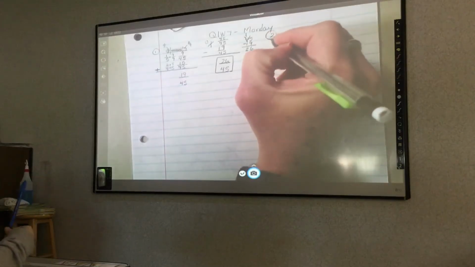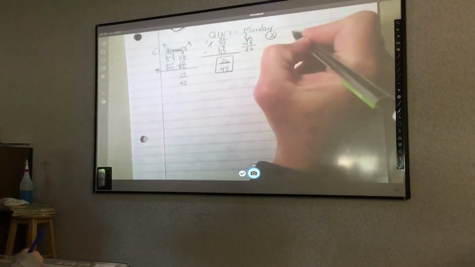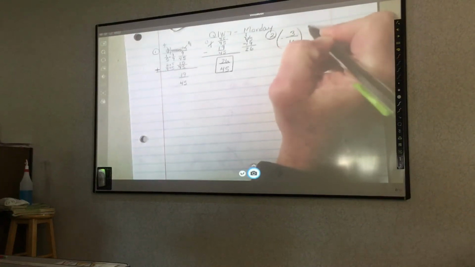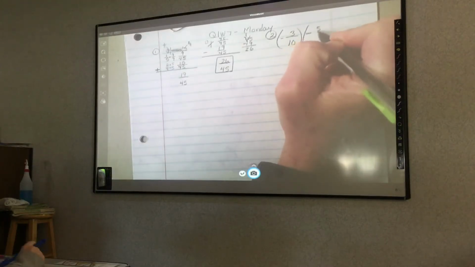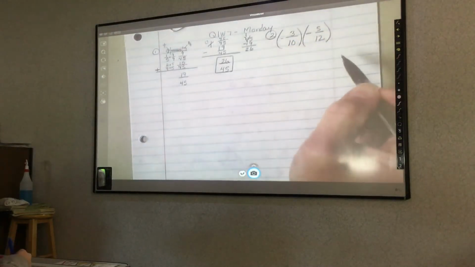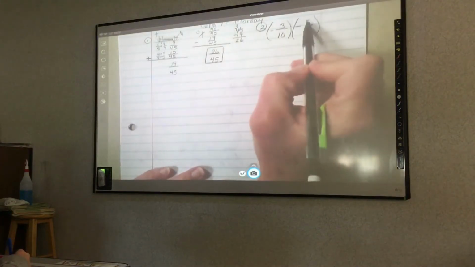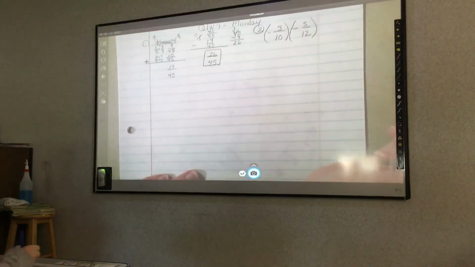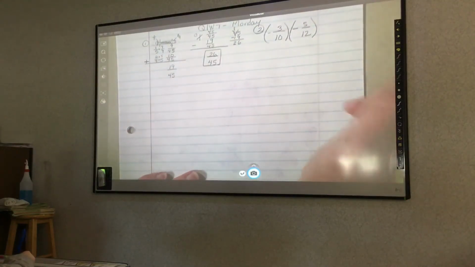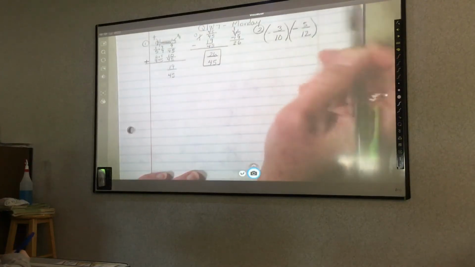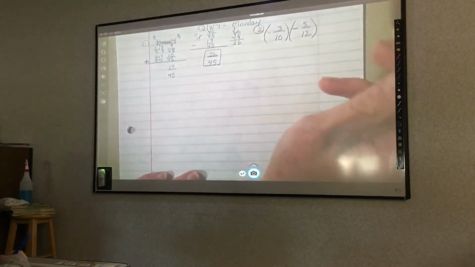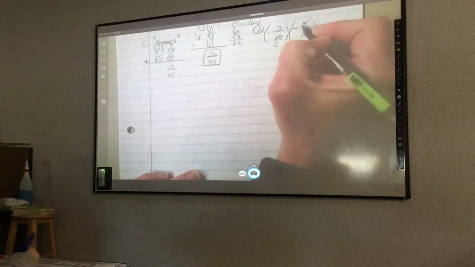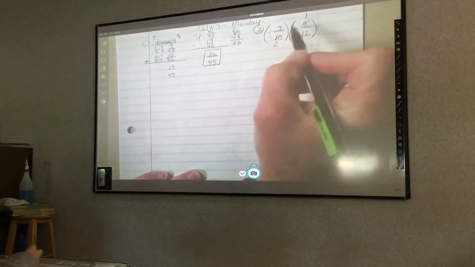Number 2 was multiplying fractions. I find that multiplying fractions is easier than adding and subtracting fractions, because you can leave it horizontal and just go 3 times 5, 10 times 12, and that's your answer. But before I multiply, I want to see if there's anything I can reduce. I can reduce my 10 and my 5 by 5, because 10 divided by 5 is 2, 5 divided by 5 is 1. I can reduce my 3 and 12.